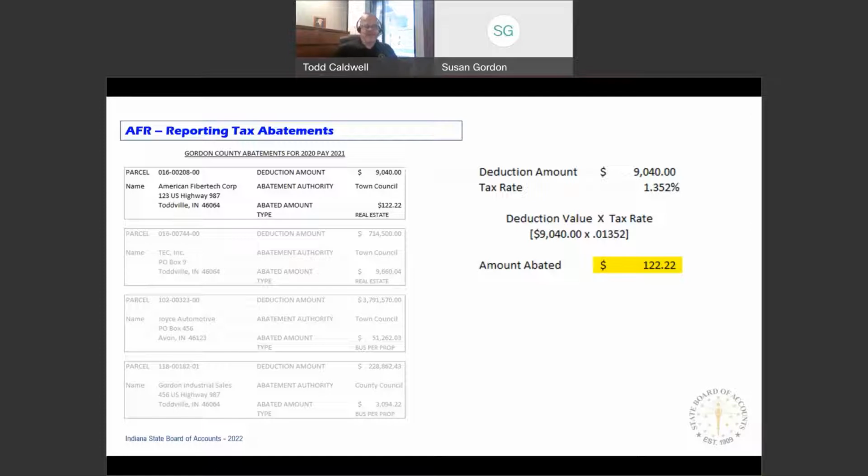And they also put on there that it was real estate. You could have business, personal property, or real estate. This happened to be a real estate abatement. So what you will want to do to verify in this case, because the county auditor provided it, or what you'll want to do to get that calculation if they don't provide it, is to take the deduction amount of $9,040 times your tax rate. In this example, it happens to be 1.352%. So you'll take the 9,040 times 0.01352, and that'll get you to the $122.22.